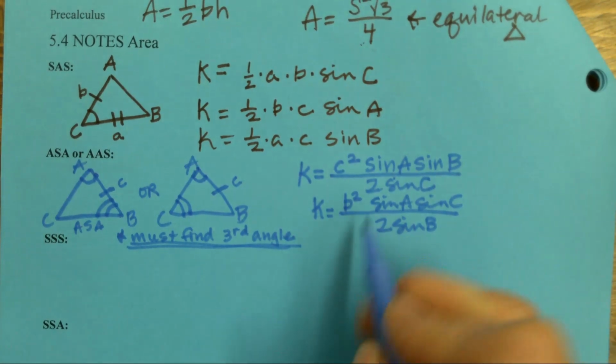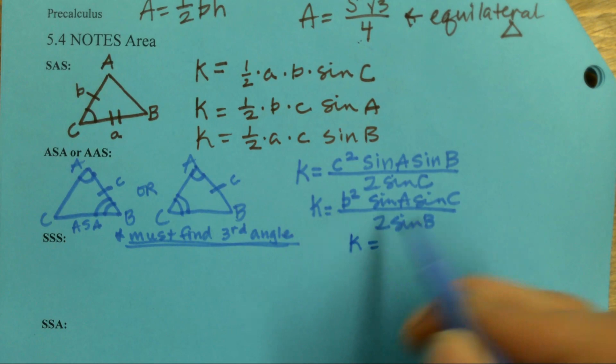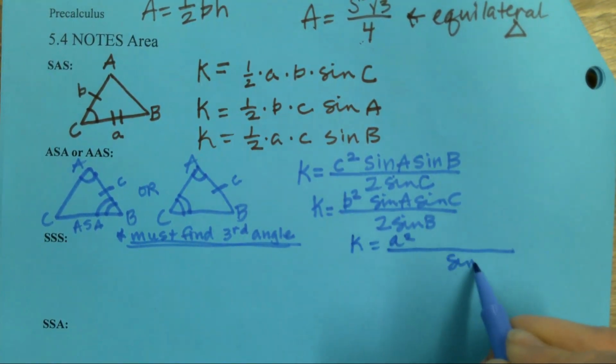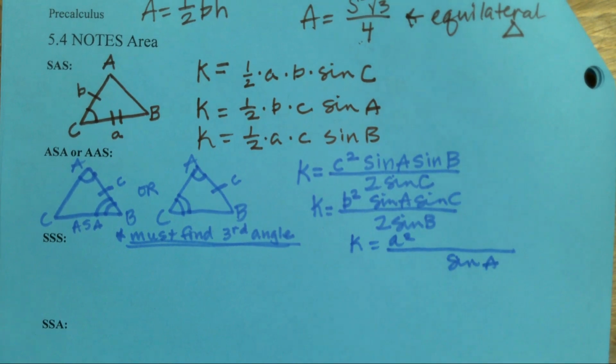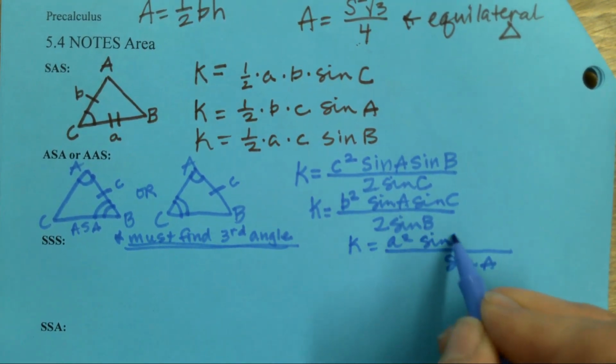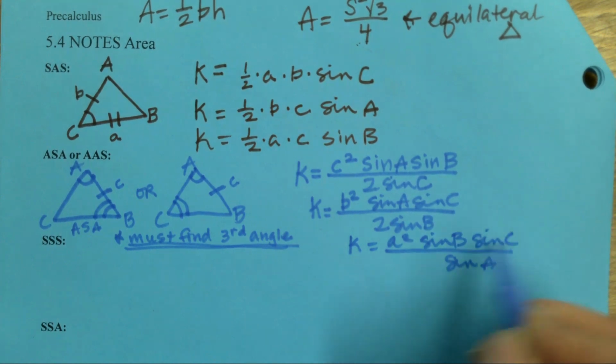But our last variation of this is, if I know A, then the angle across from A has to be in the denominator, and I fill it in with the other 2. Don't forget the 2.